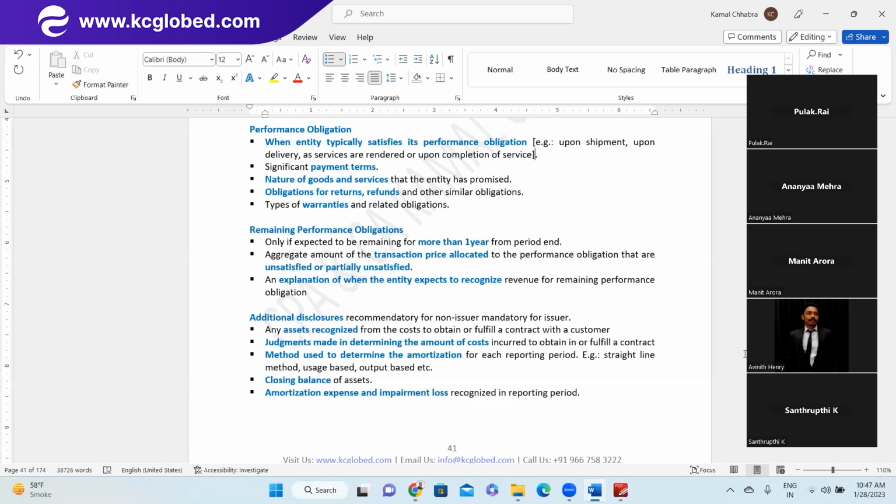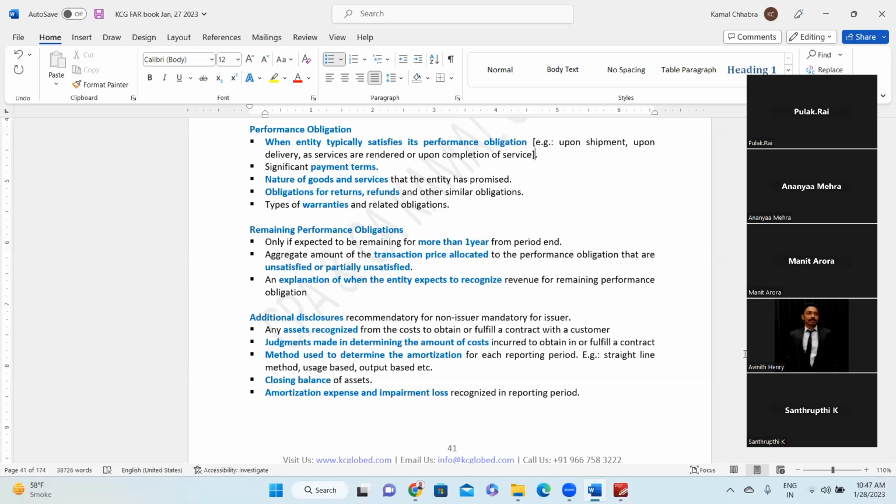Same way, like in an IT contract, some contracts are for a couple of months, some are for a couple of quarters, but some big contracts may be of 2 years, 3 years, or 5 years. So when you have a long-term contract, then you need to disclose the remaining performance obligation.